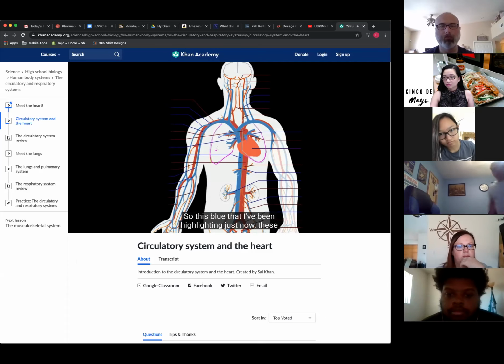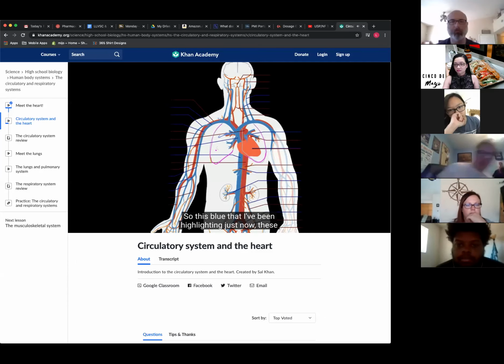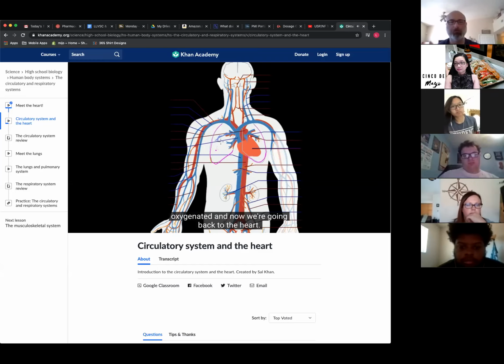So this blue that I've been highlighting just now, these are the pulmonary arteries. They keep splitting into arterioles and all of that, and eventually we're in capillaries, super small tubes. They run right past the alveoli, and then the blood becomes oxygenated, and now we're going back to the heart. So we're talking about pulmonary veins. In these capillaries, we get oxygen. Now we're going to go back to the heart, if you can see what I'm doing.